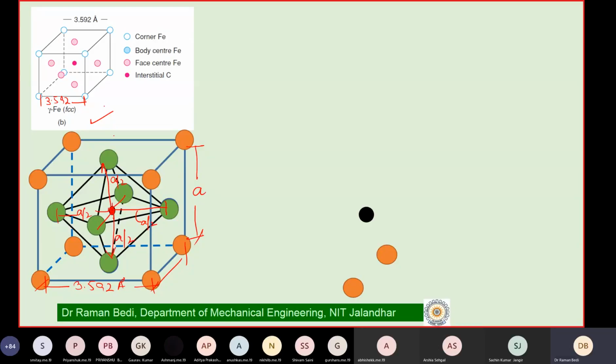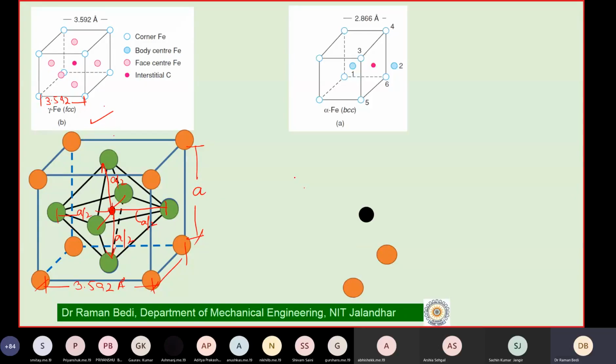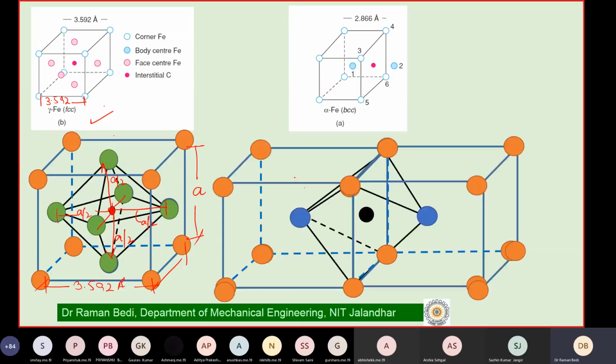Whereas when I look at the BCC system now and try to locate the interstitial, we already said that in this case, the interstitial is here. So this is your interstitial atom sitting at the face of the unit cell. And when I consider this now, the lattice spacing happens to be 2.866 angstroms here.